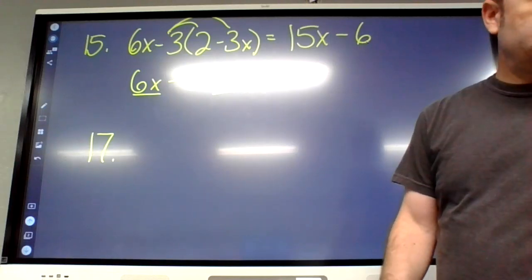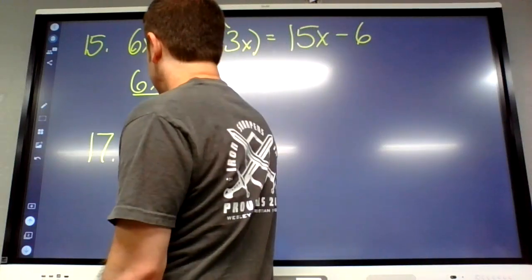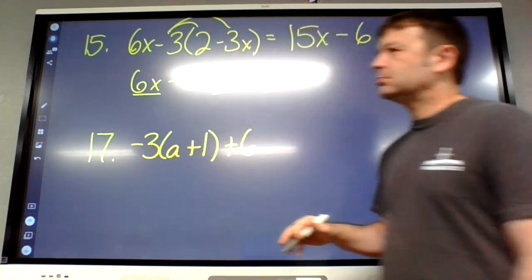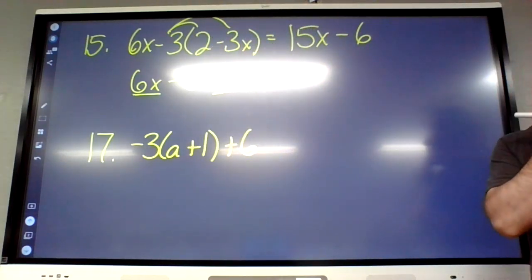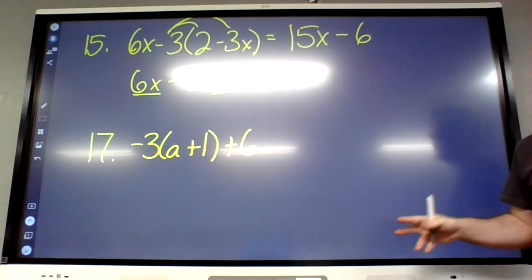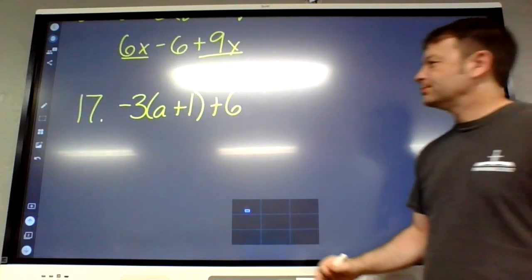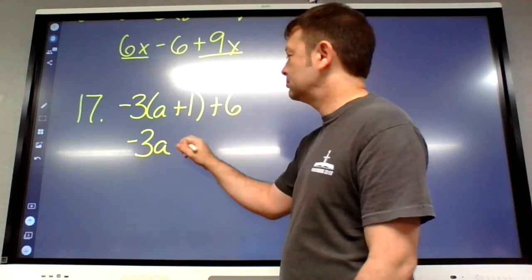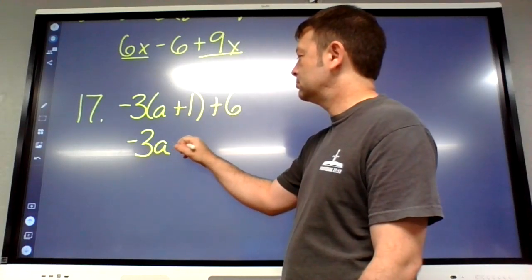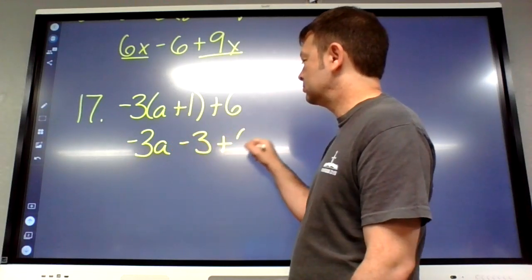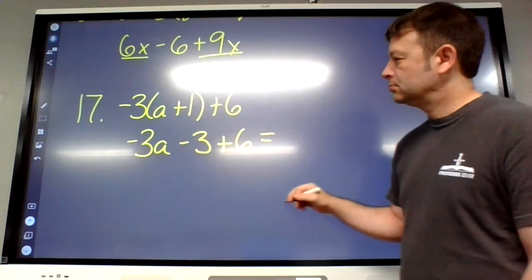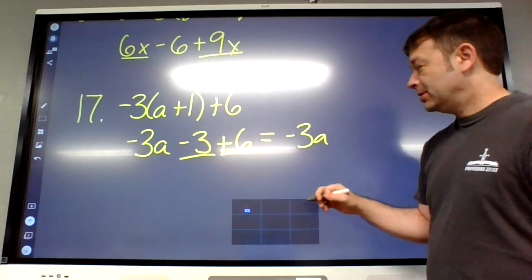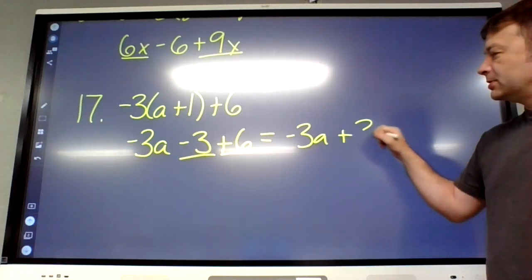Alright, Austin. Times negative 3a, it'll be negative 3a. Then negative 3 times 1, which will be negative 3. Then that's 6. So it'll be negative 3a plus 3. Yeah, those two go together and make a positive 3.